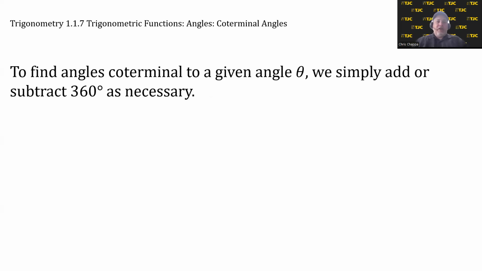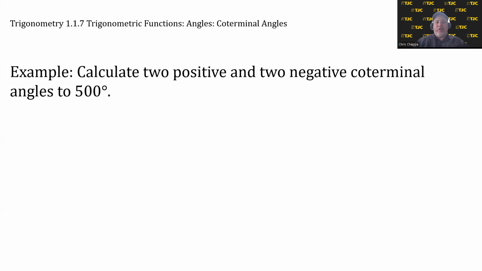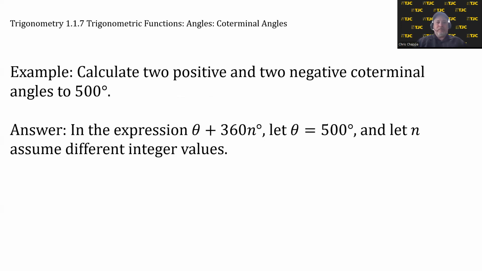Now, to find angles coterminal to a given angle theta, we're talking generically now, we simply add or subtract 360 as necessary. Thus, to represent all angles coterminal to theta, we write theta plus 360n in degrees, where n is any integer, in other words, any whole number, positive or negative, or zero. For example, calculate two positive and two negative coterminal angles to 500 degrees. Well, let's take the expression theta plus 360n and let theta equal 500, and let n equal some different integer values.